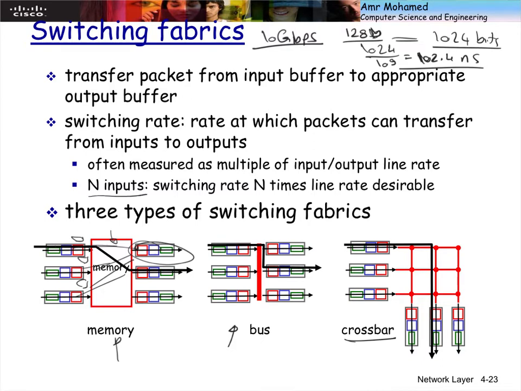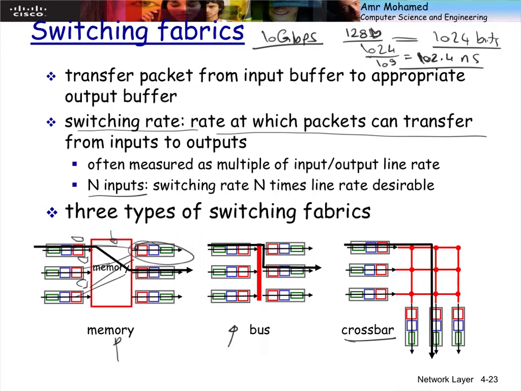So this is what we have here. Switching rate is the rate at which packets can transfer from inputs to output, often measured as a multiple of input and output line rate. And that's because some packets on multiple input ports need to go to the same output port. So if you want to have the same speed end-to-end, you need to speed up the switch fabric significantly.